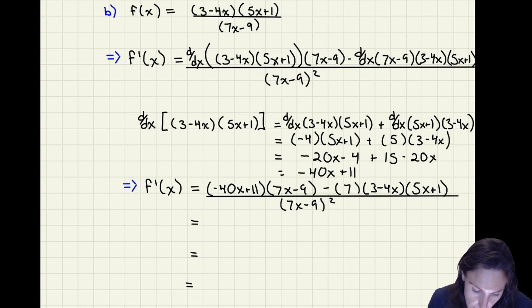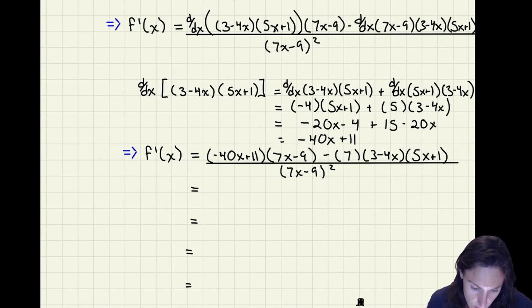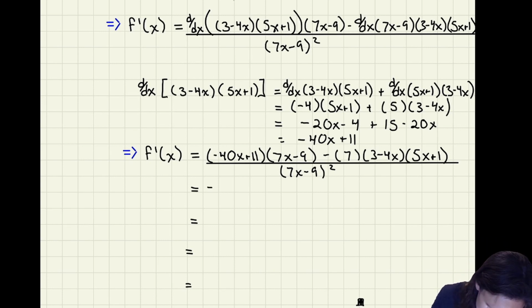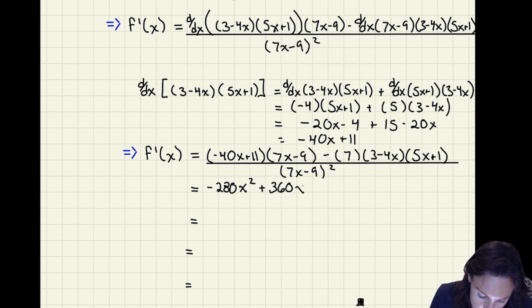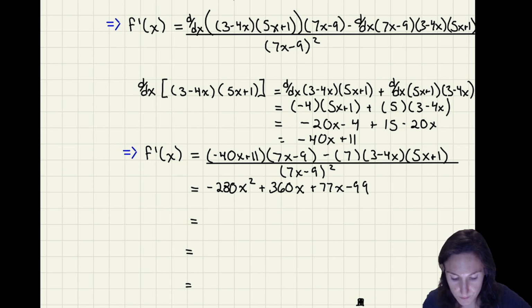Okay, so now I'm going to expand this here. So I have to distribute the negative 40x, the 7x, and then minus 9. So negative 40 times 7 is negative 280. And then we have x and x, so we have an x squared. And then we're going to have plus, because of the minus and minus, so plus 360x. And then plus 11 times 7, so that's 77x. And then we're going to have minus 99 for the negative 9 times 11.